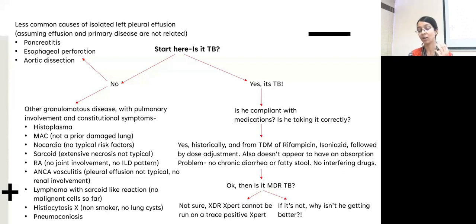Then is it MDR TB? We don't know because we don't have a microbiological proof. We never had culture growth. Even then, if it's not all this, why isn't he getting better is our question.